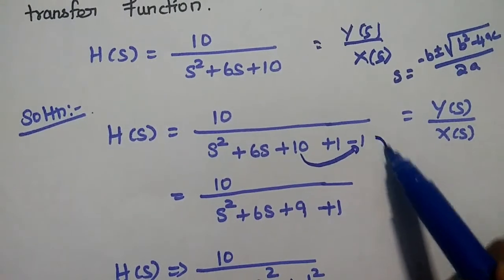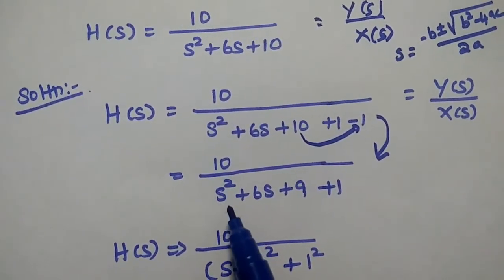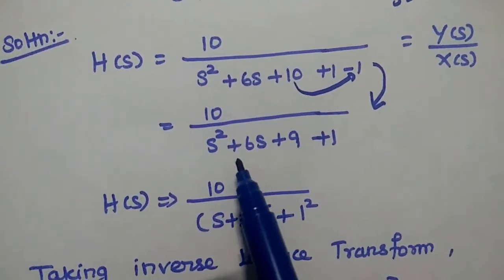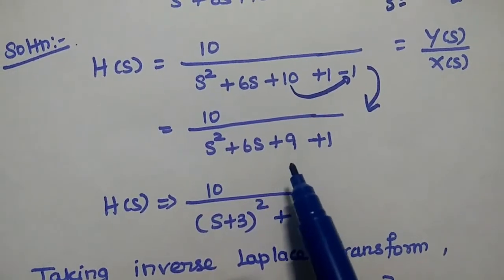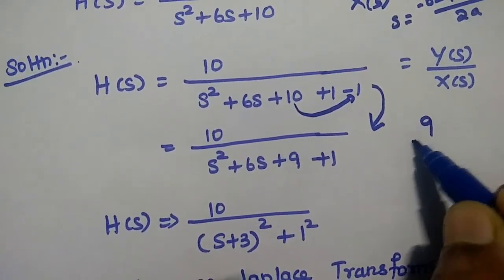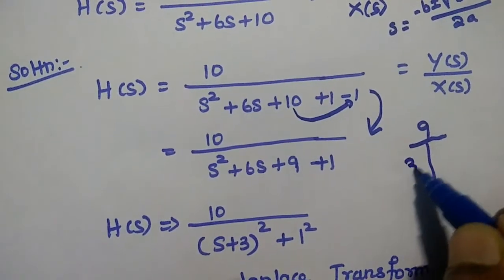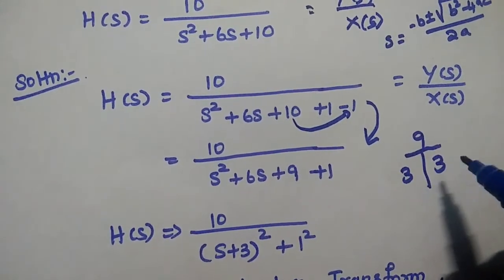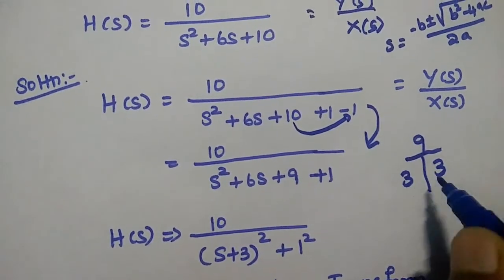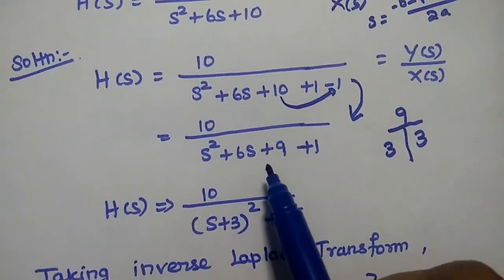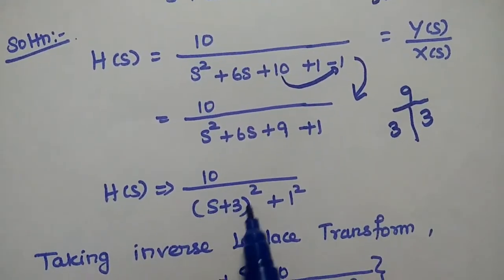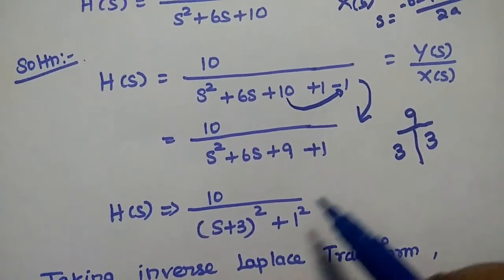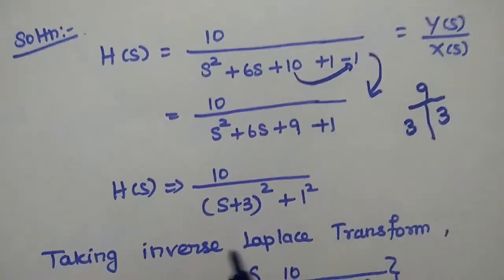So this expression can be written as 10 by s squared plus 6s plus 10 minus 1 is 9, plus 1 here. So s squared plus 6s plus 9. What are the roots here? If we multiply two numbers, it should be 9. There is the possibility of 3 and 3. Three threes are 9, and if I add these two, I get 6. So s squared plus 6s plus 9 can be written as (s plus 3) the whole squared, plus 1 squared. And 1 squared is always equal to 1 itself.